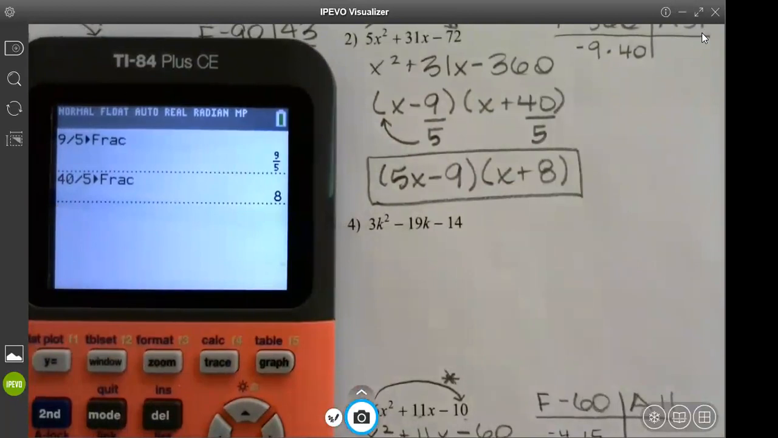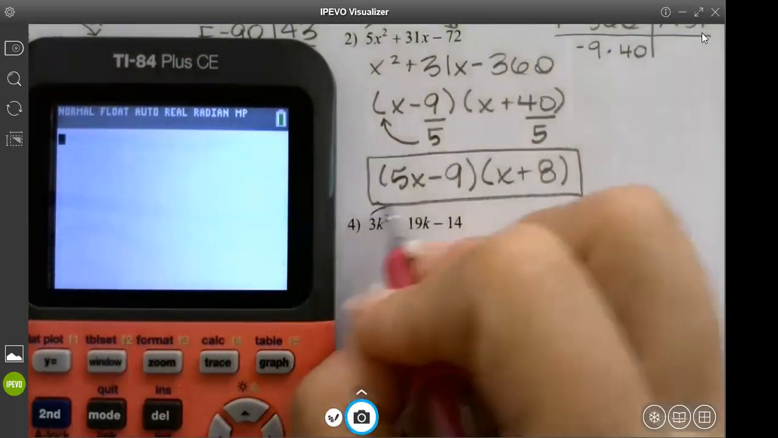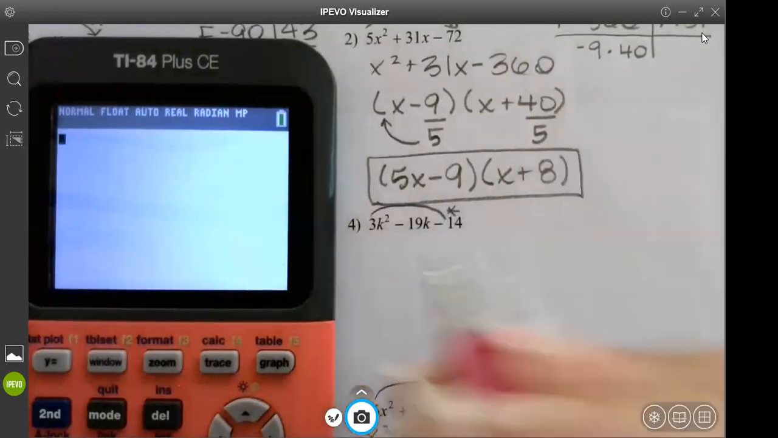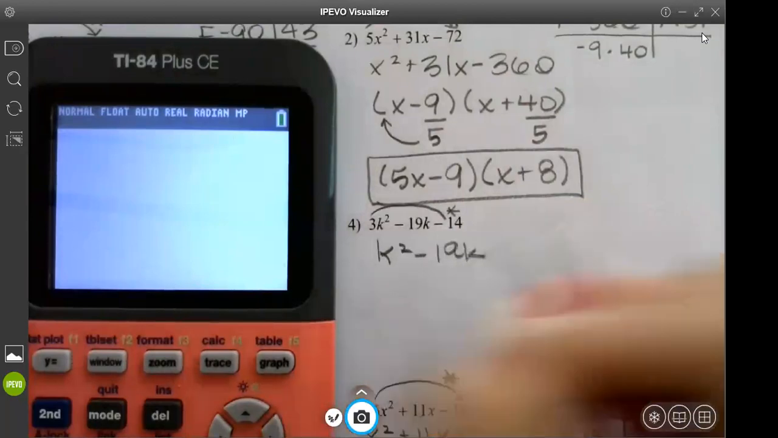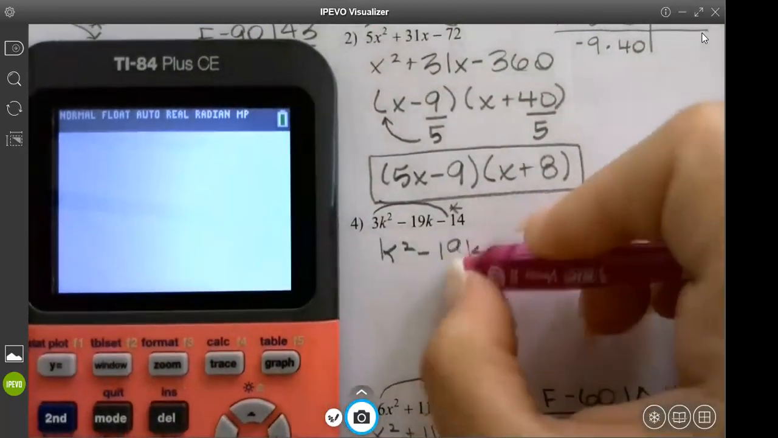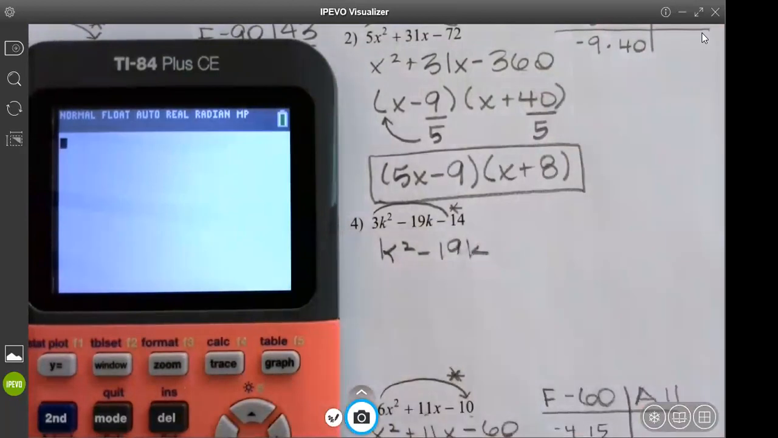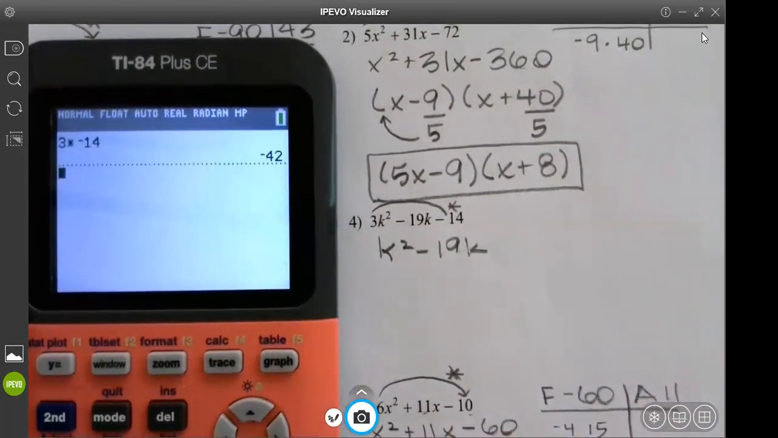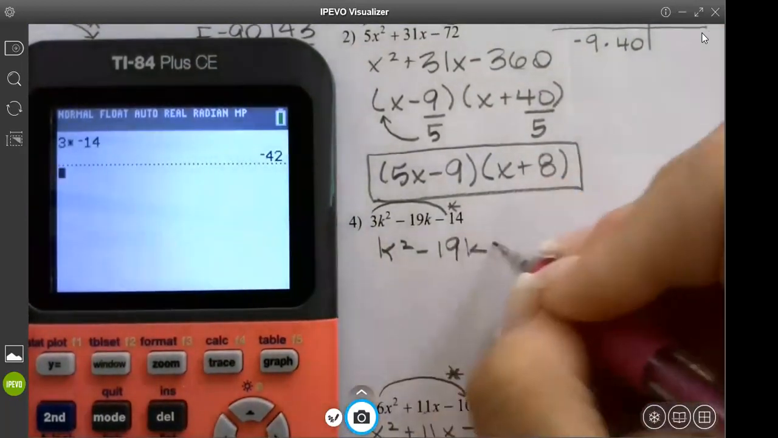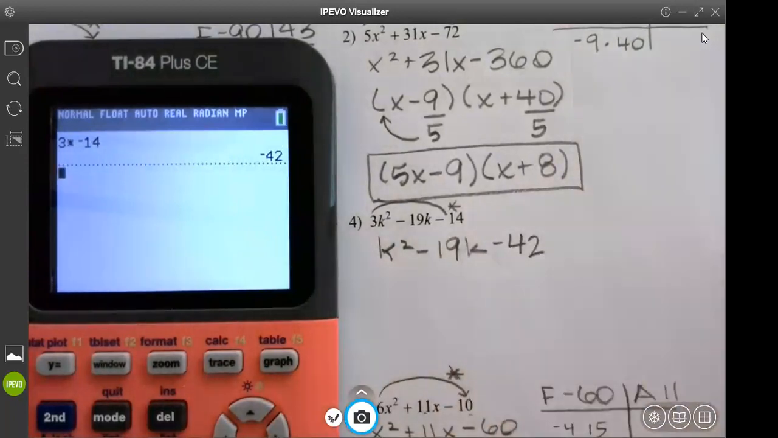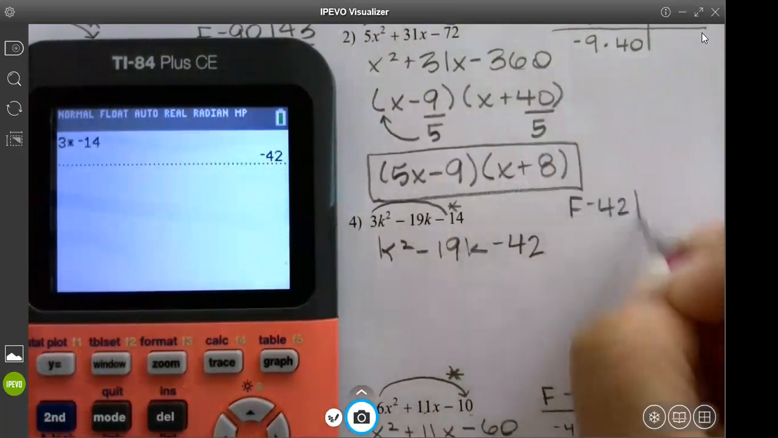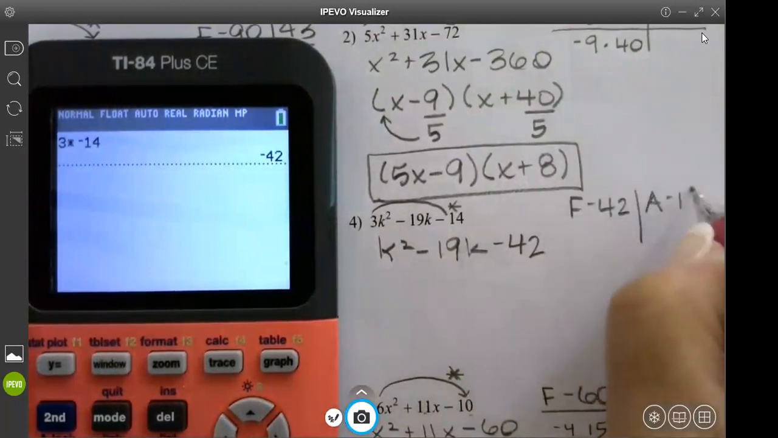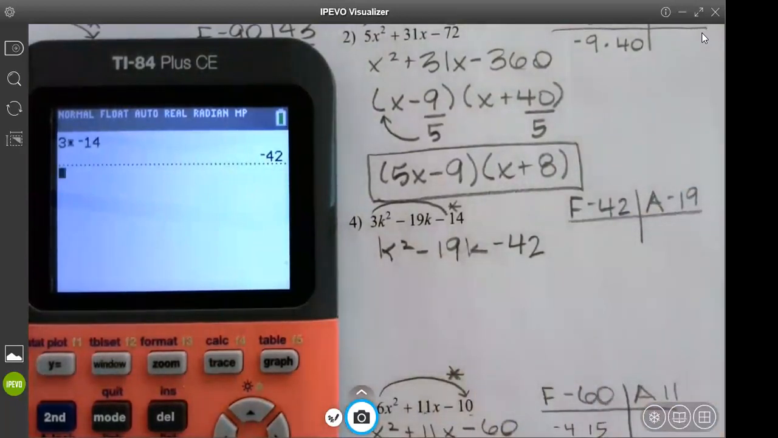Let's go ahead and do number 4 while it's right here on the screen. We're going to slide the 3 over by multiplying it. We get k squared minus 19k. And then 3 times negative 14 is negative 42. I need factors of negative 42 that add to negative 19.